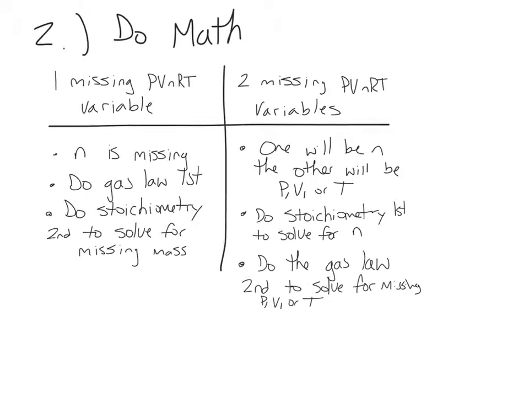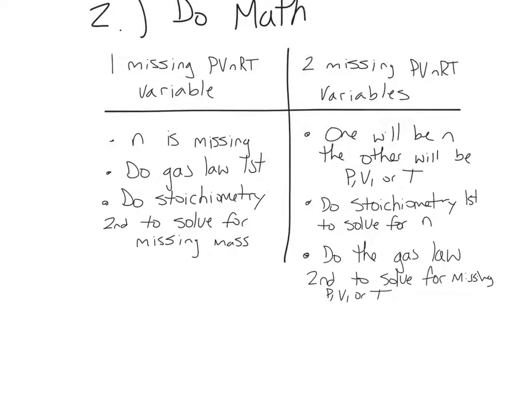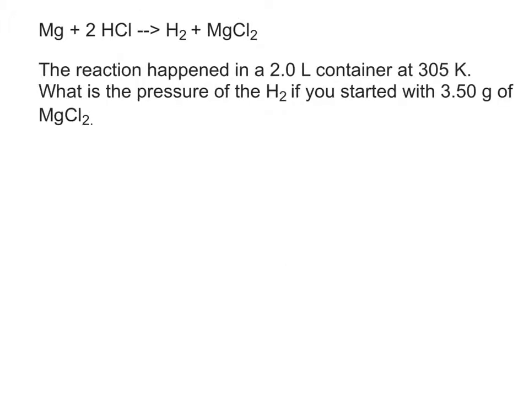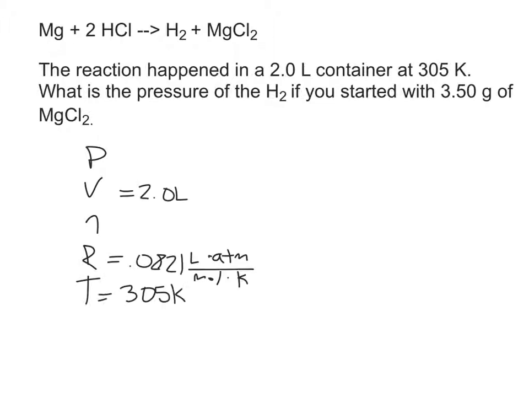Now I will zoom back out here so you can get a good look at this table, and that way you know how to tackle these problems moving forward. I'm going to do an example of each: one where you do gas law first and stoichiometry second, and one where you do stoichiometry first and gas law second. The first thing I'm going to do is write out my PV = nRT variables to determine if I'm missing one or two variables.